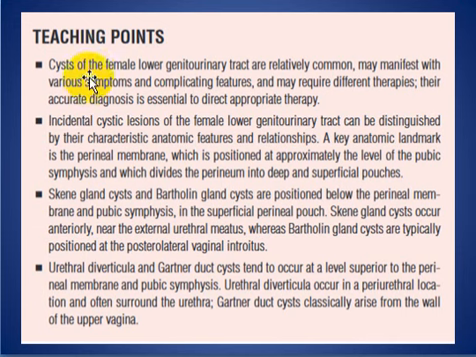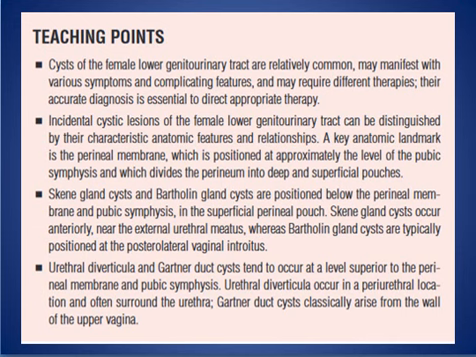Teaching points. Cysts of the female lower genitourinary tract are relatively common, may manifest with various symptoms and complicating features, and may require different therapies. Their accurate diagnosis is essential to direct appropriate therapy. Incidental cystic lesions of the female lower genitourinary tract can be distinguished by their characteristic anatomic features and relationships. A key anatomic landmark is the perineal membrane, which is positioned approximately at the level of the pubic symphysis and which divides the perineum into deep and superficial pouches.